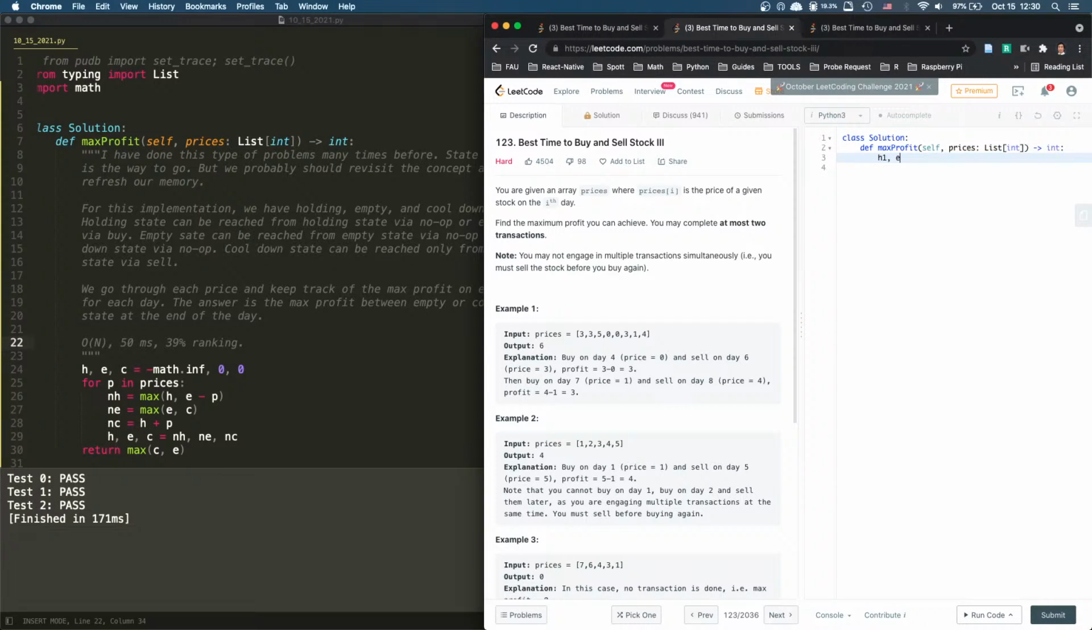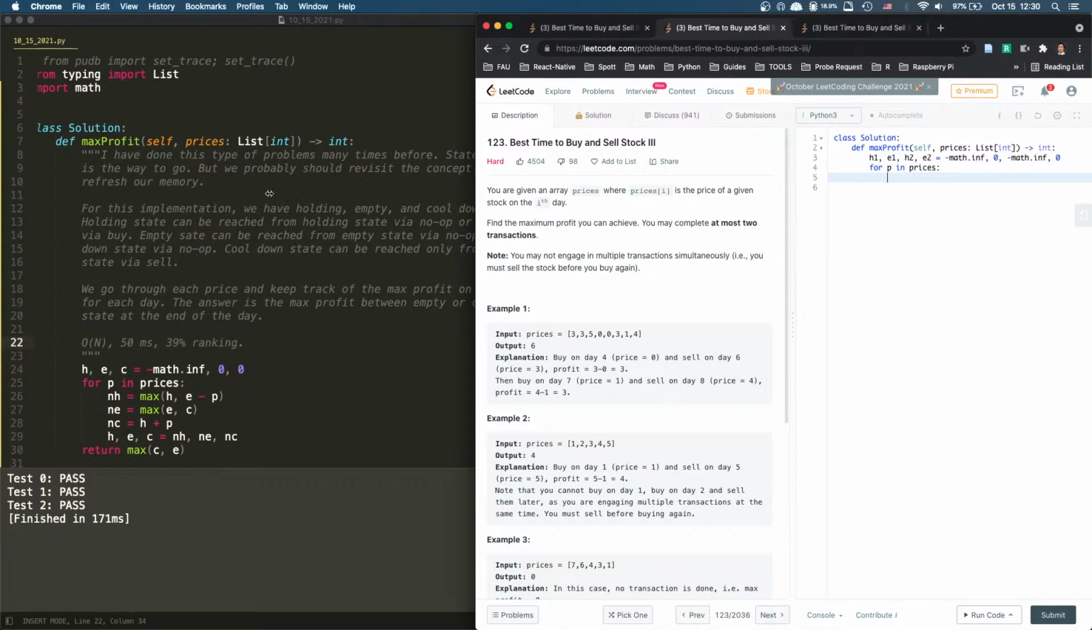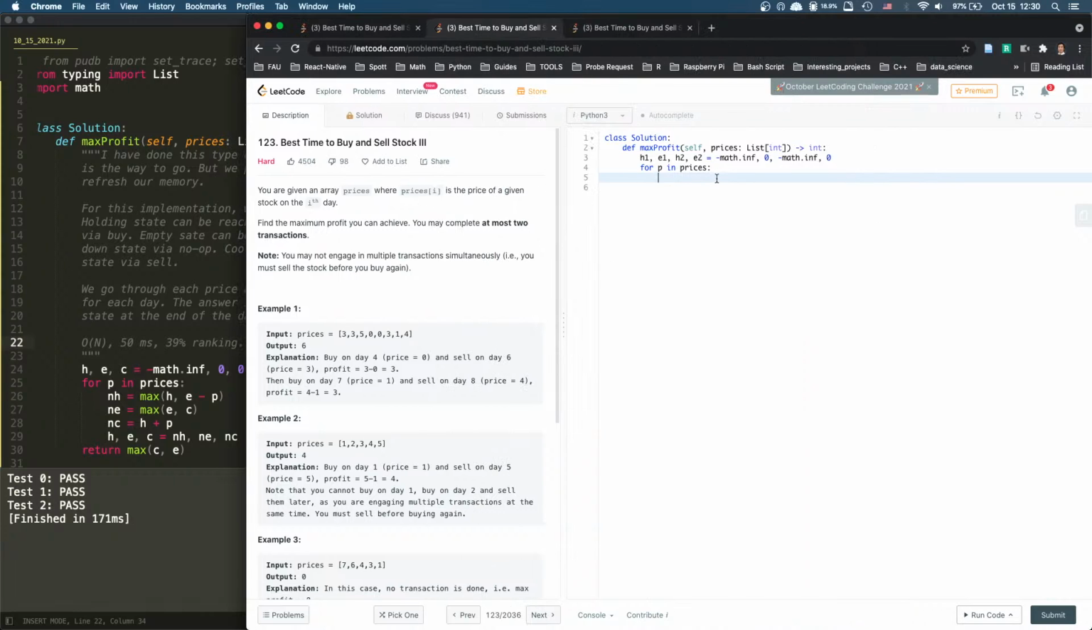H1, E1, H2, E2, right? The holding state will always start with negative, and the empty state will start with 0 and 0, right? And then we just say for p in prices, I have 4 new ones.